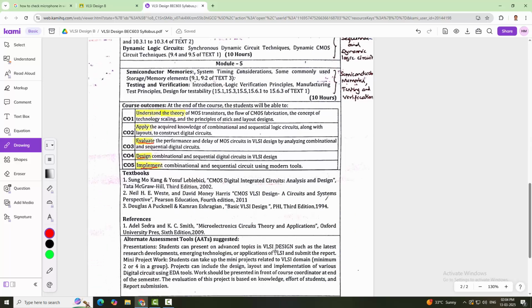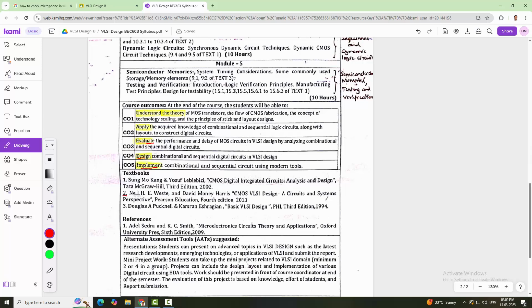The textbooks prescribed for this course are as follows. There are three textbooks recommended for this course. Among these three, textbook 2 covers 90% of the syllabus, and the remaining two textbooks cover 5% of the syllabus each. The first textbook is authored by Sung-Mo Kang and Yusuf Leblebici. The title of the book is CMOS Digital Integrated Circuits: Analysis and Design, the publisher is Tata McGraw-Hill, and it is the 3rd edition, 2002.